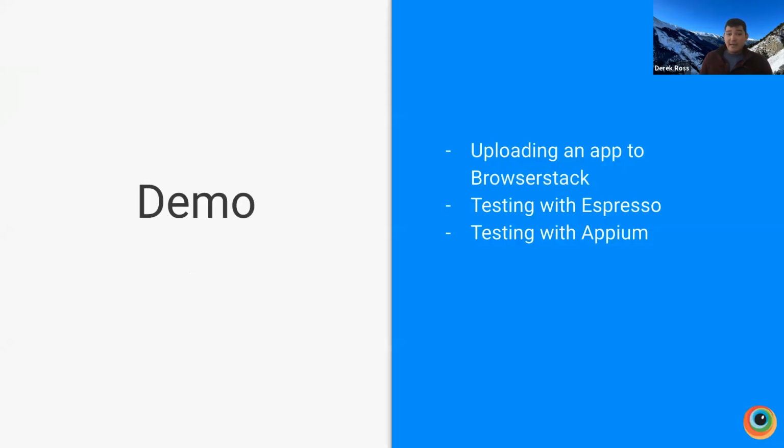So we've done enough talking. We're going to go ahead and jump into a demo, and we're going to go over a lot of the things that I just talked about in the slides. So I'm going to show how to upload apps to BrowserStack and how to take tests from local execution to scale them on BrowserStack with multiple devices. And we're going to start out with Espresso here.